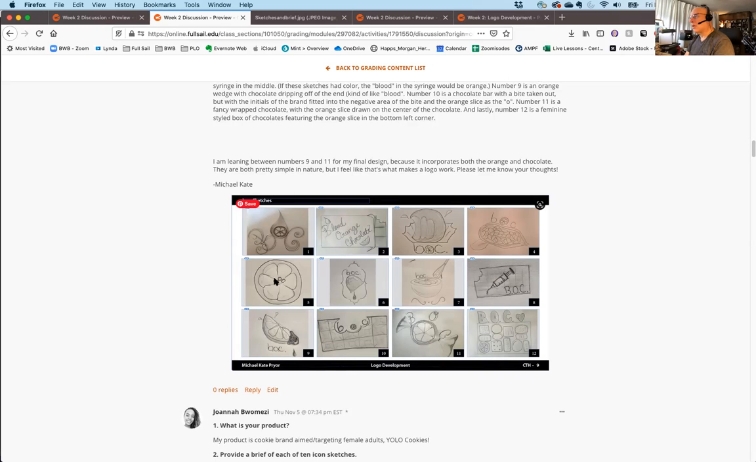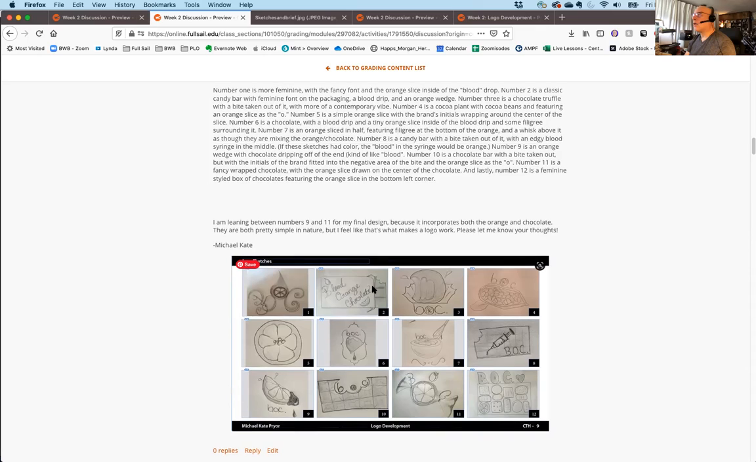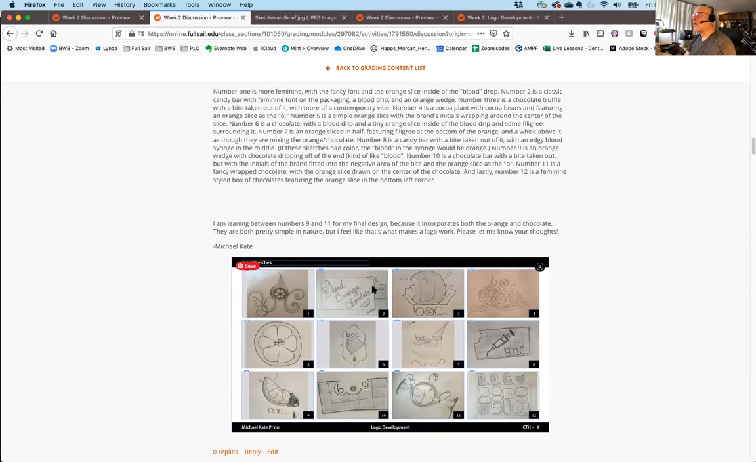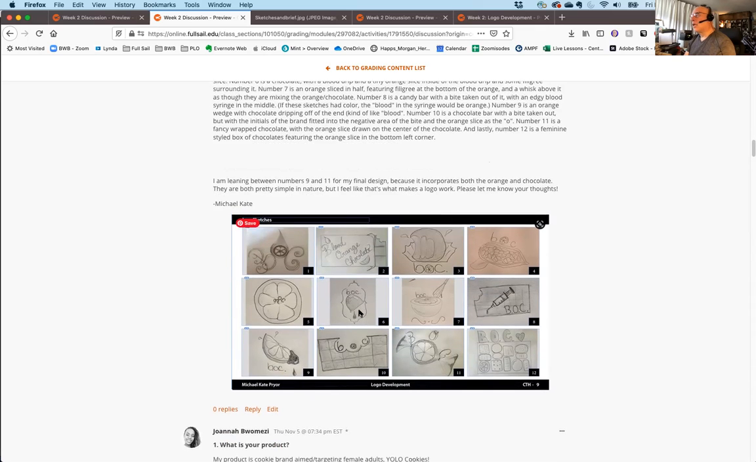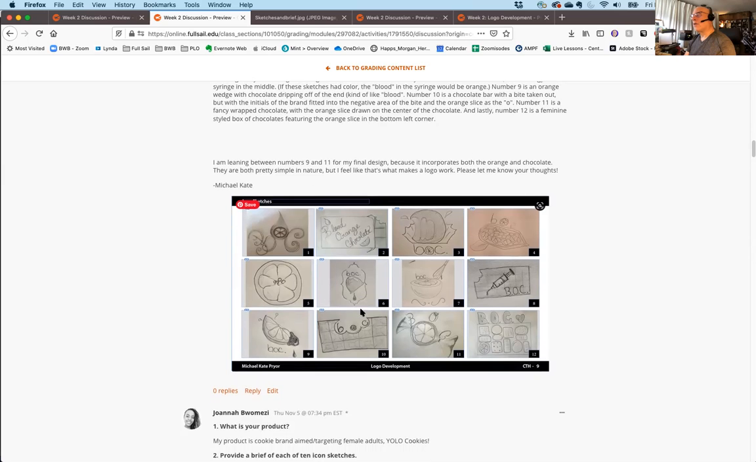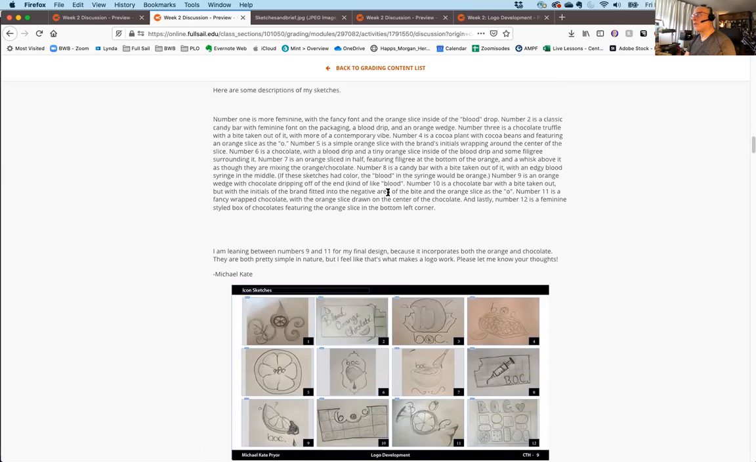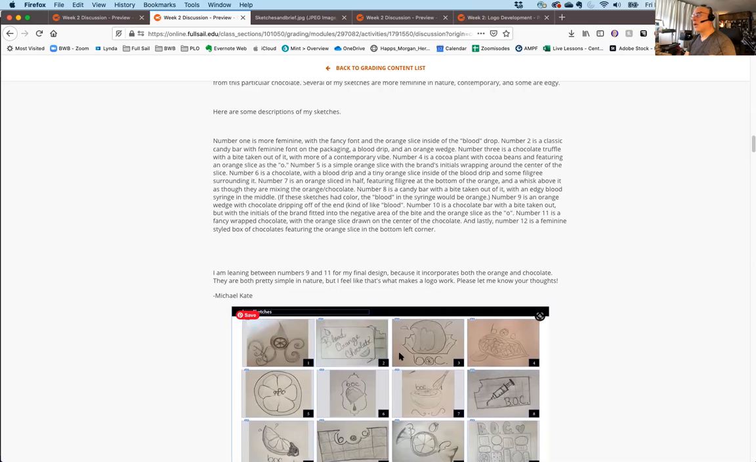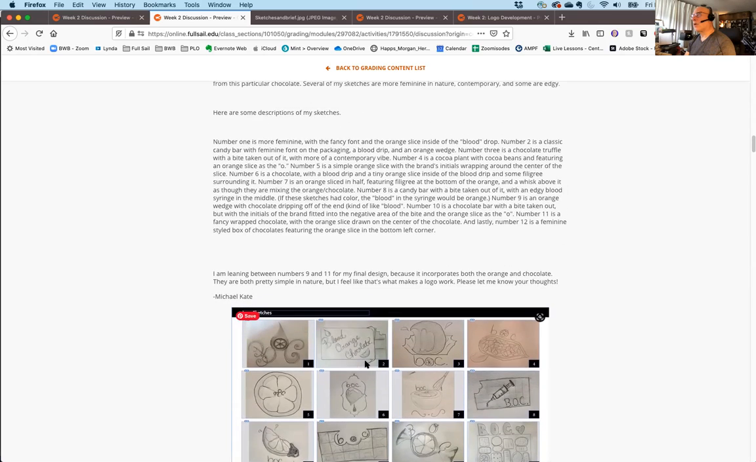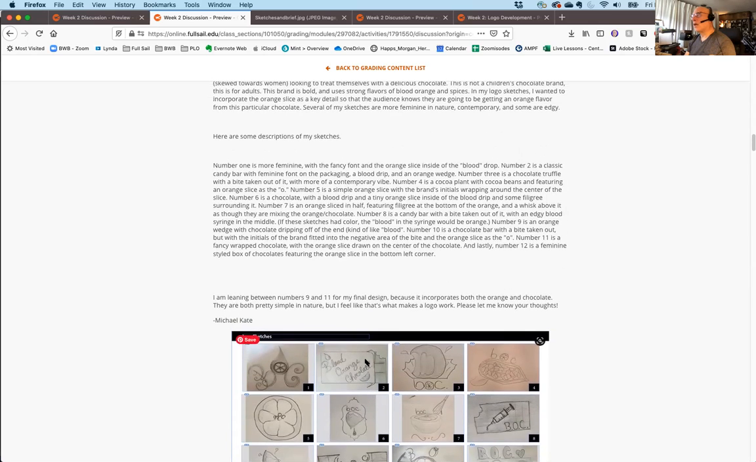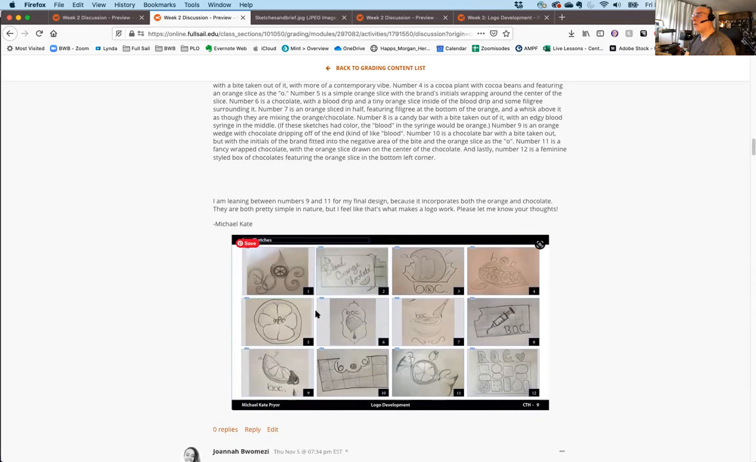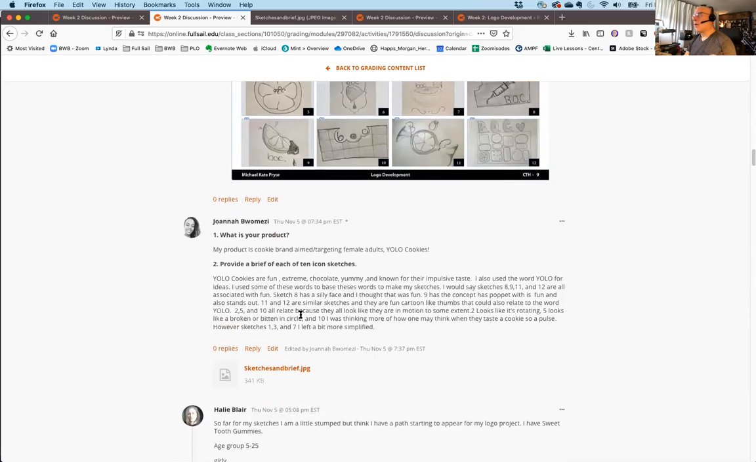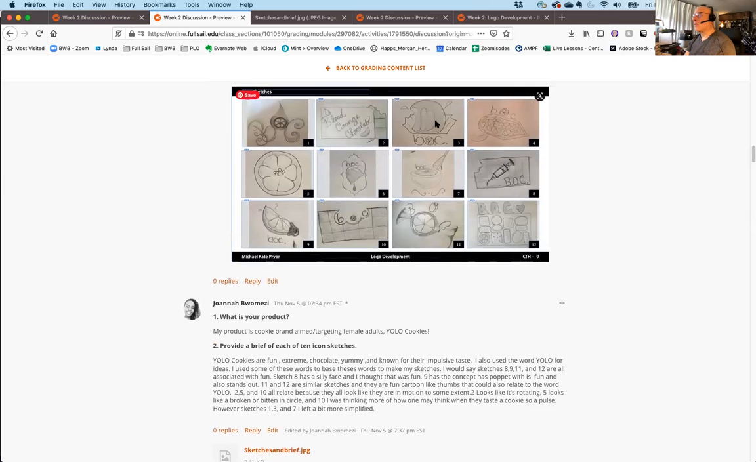Number 9 has potential. Number 5, maybe. Number 6, what is that? Blood, yeah. It's blood oranges. So I understand there's a little bit of fun with the word blood, but visually, I'd be gentle with how you handle that. Well, I hope that's helpful. I think you've got some good sketching ability.